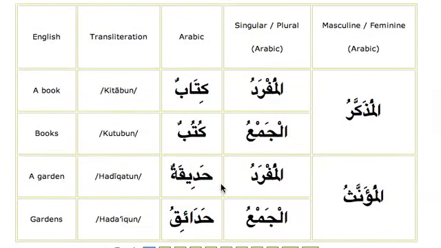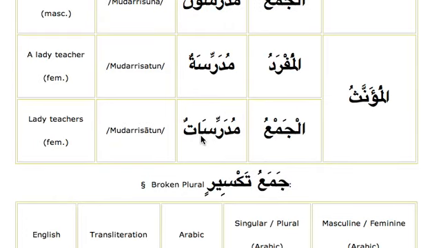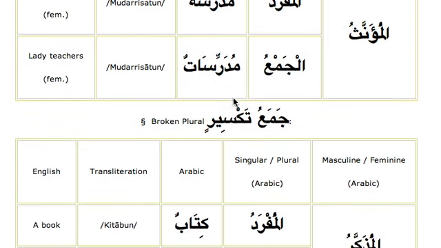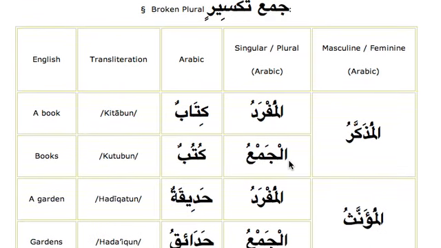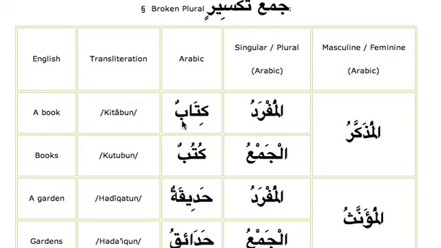Now here, mudarrisat. There's always that long vowel that makes it long, sometimes a or sometimes u. Let's observe that. Jam' taksir, broken plural. Now masculine singular: kitabun, a book. The plural: kutubun, books.